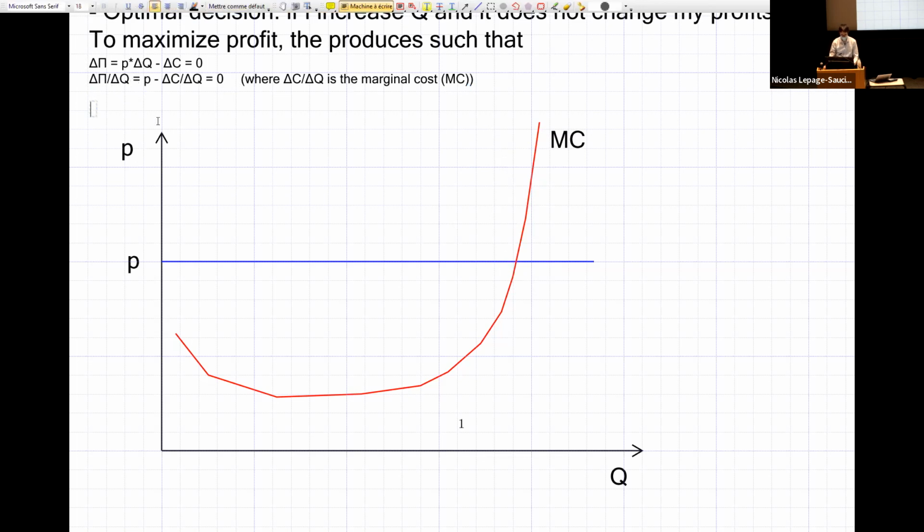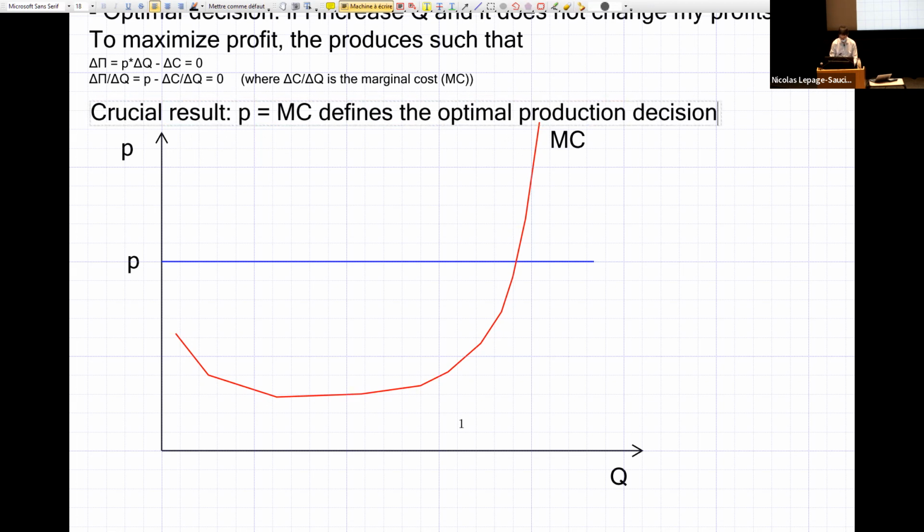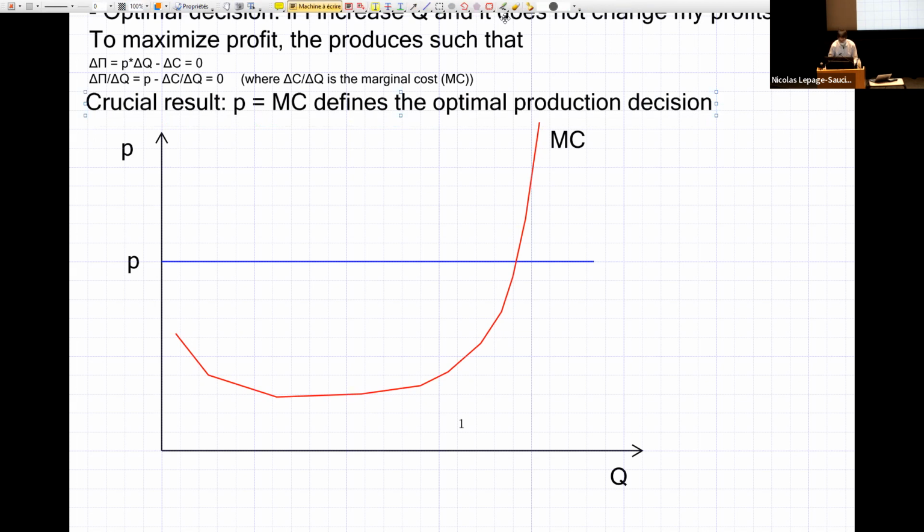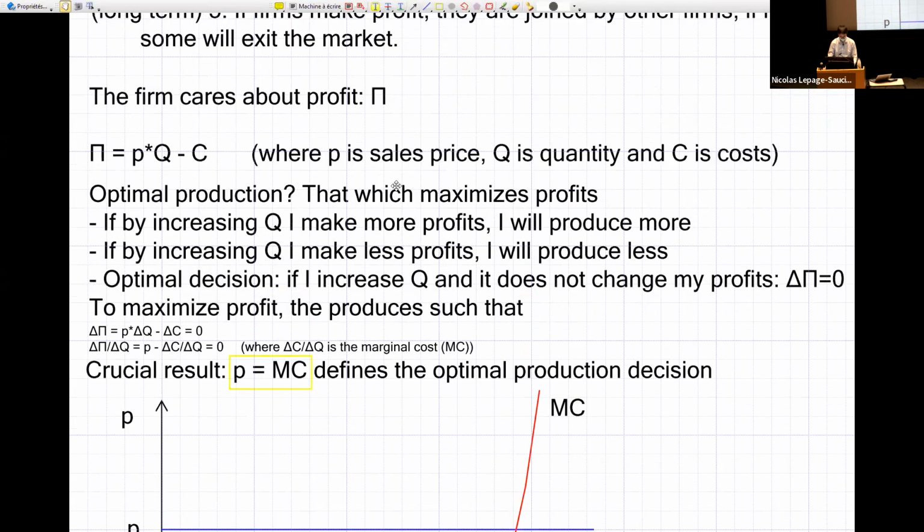Awesome question. That's the core of the matter. So it's a crucial result: price equals marginal cost defines the optimal production decision. Let me put a yellow box around it because that's important. Price equals marginal cost. So this answers question number 2.